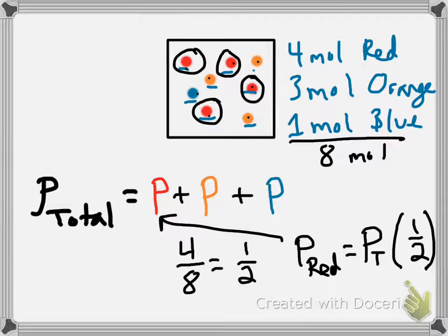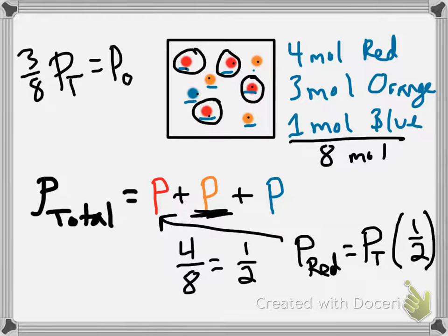So our mole ratio of orange is 3/8. So our orange pressure would be 3/8 times the total pressure, and that would give us our orange pressure. And then our blue mole ratio is 1/8. And so when we multiply that by the total pressure, that would give us our pressure of the blue.